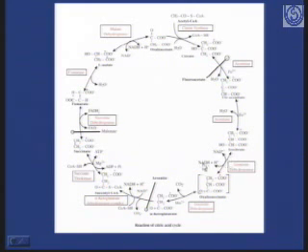In isocitrate dehydrogenase, 3 ATPs are being produced, so +3. So 3 + 1, 4. FAD to FADH2, +2. And NAD to NADH plus H, +3. So if you total all this up, there are 12 ATPs. 3 from NAD, 1 from FAD, and 1 from ATP. Clear? You can see 3 NADHs plus H.